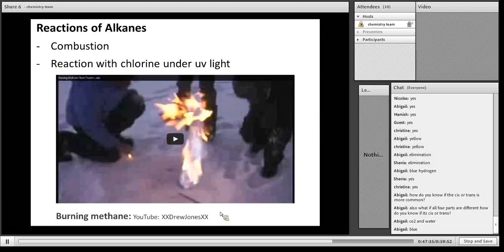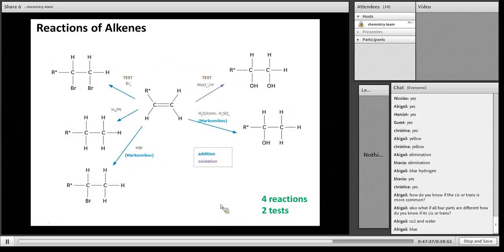Okay, so here are the 4 reactions you have to know and the 2 tests for alkenes. There is one more that you have to know, which is to form polymers, but I'm going to do that in another lesson. So just bear in mind there is one more reaction you have to know. So what are the 4 reactions? And you can have fun saying this 10 times fast.